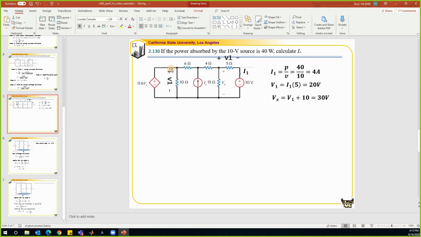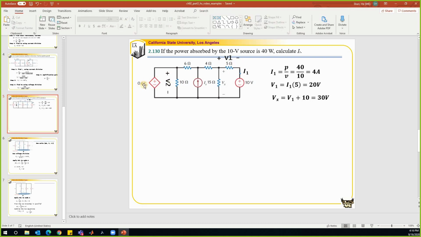Professor, I had a question. Yes. For V1, is there a reason why you put the positive side to the left of it? Yes, because I'm trying to use the current I1. The current I1 flows from the left to the right. This is why, to make it compatible with the passive sign convention, I have to define it this way. Okay, thank you.